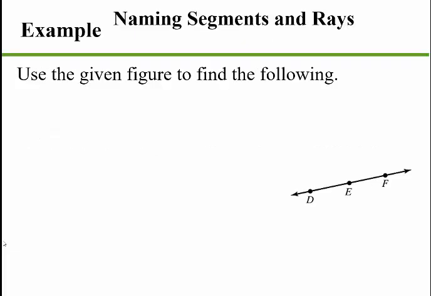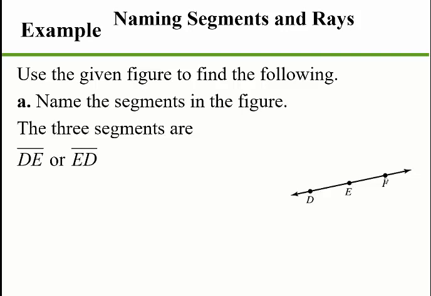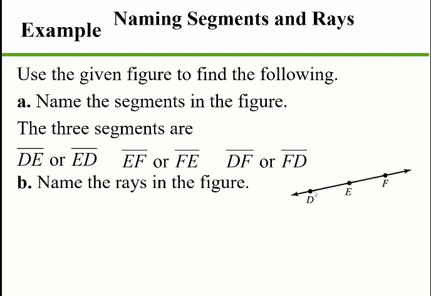All right, so use the given figure to find the following. So let's do an example. So we got this line here, and we have the points on the line D, E, and F. All right, so name the segments in the figure. The 3 segments are, we have DE or ED, that's one segment. EF or FE, that's another segment. And then the final segment, we did these 2 smaller segments, but there is a bigger segment, DF, D to F, or F to D.